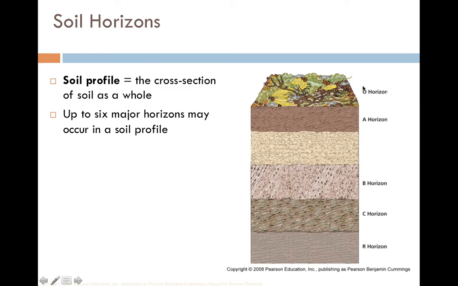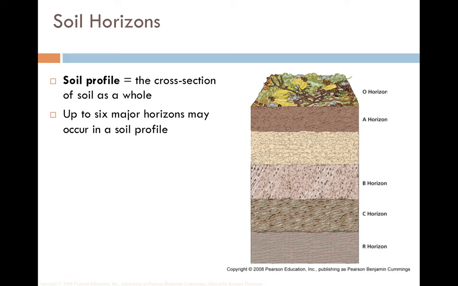So going back up to the top, right under the O horizon, you have the A horizon. This is the topsoil. And this is the horizon that you really need for plant growth. It contains a lot of organic material, but it also has mixed in some inorganic material. So this has the ideal qualities for plant growth. And in some biomes, it's very, very thick and very, very developed, such as grasslands. And that makes those areas very good for plant growth.